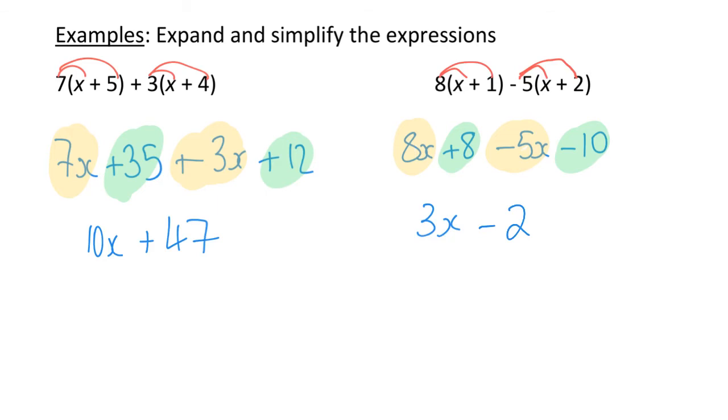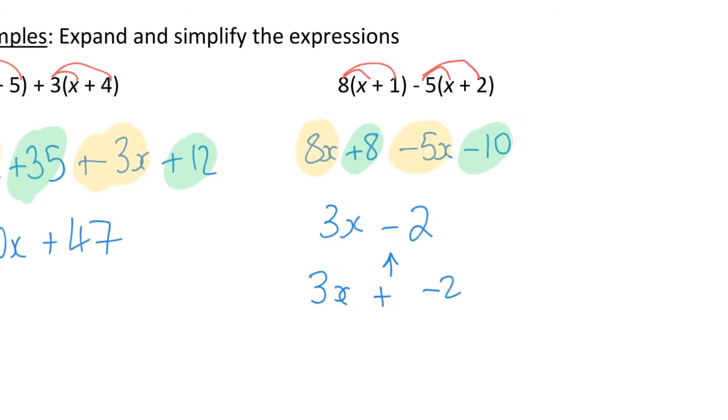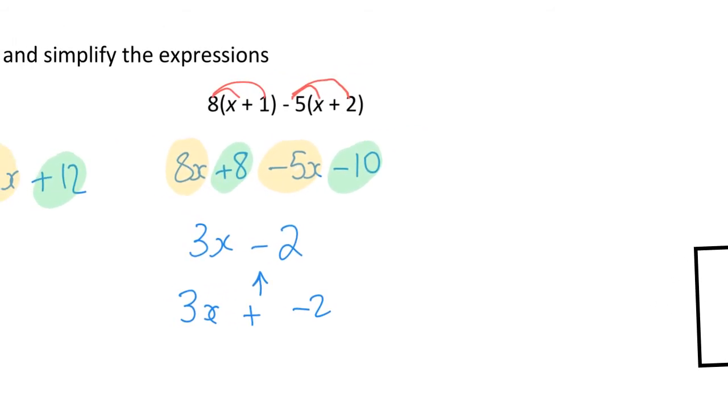Some people, whenever we go through these, say things like 3x plus negative 2. But with our rules for negatives, we've got the plus and the minus, so that simplifies to a minus. And sometimes people can do the question in this format. I've seen it before where people will write 8x plus 8 and then take away 5x plus 10.